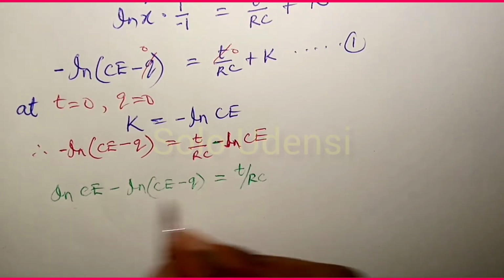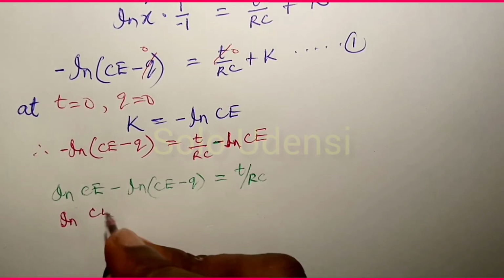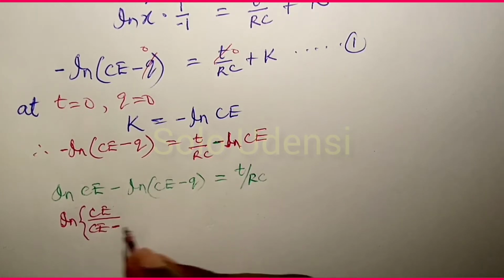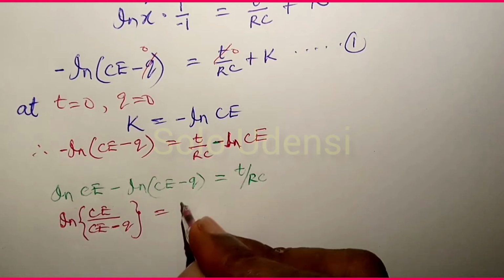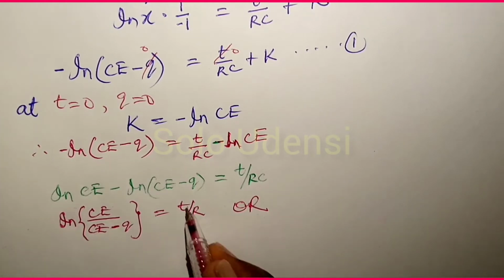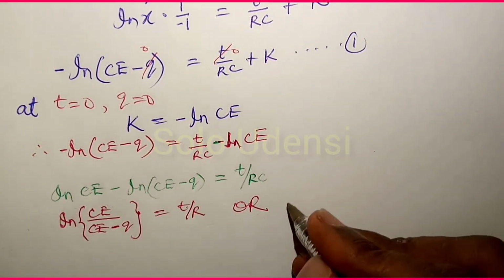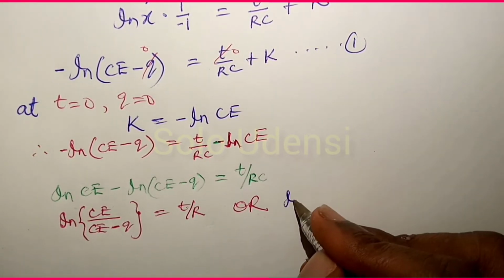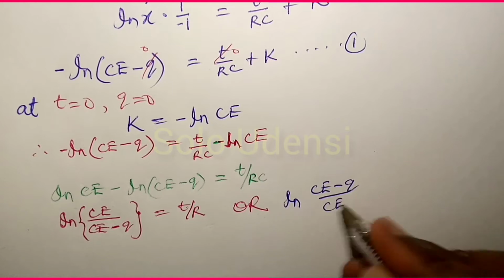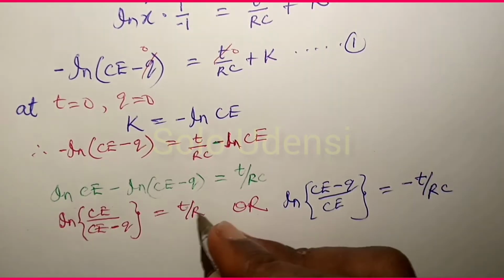And this side, according to the division law of logarithm, will give us log CE over CE minus Q is equal to t over RC. Or if we multiply both sides by minus 1, we have log CE minus Q over CE is equal to minus t over RC.